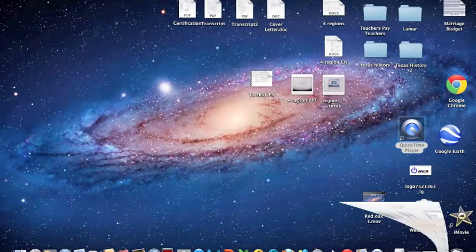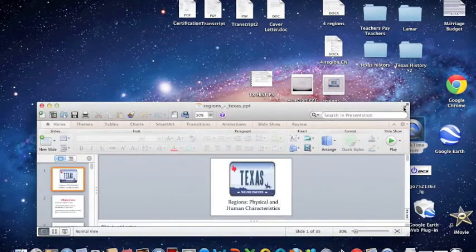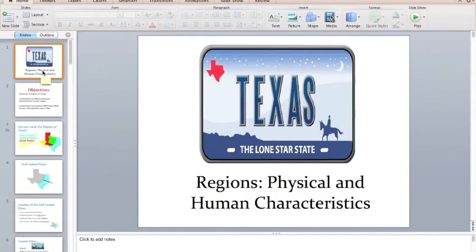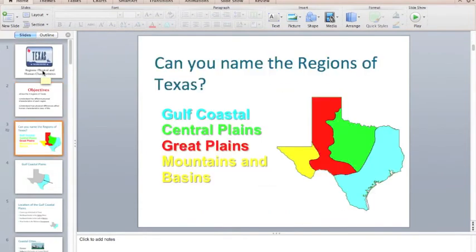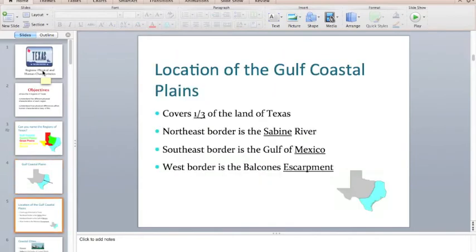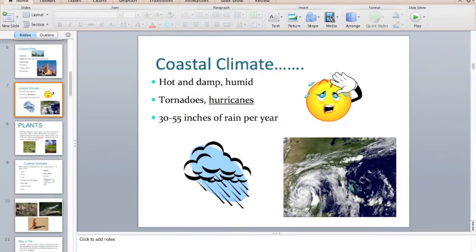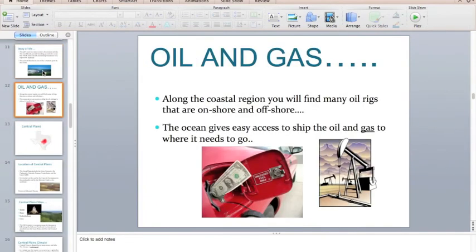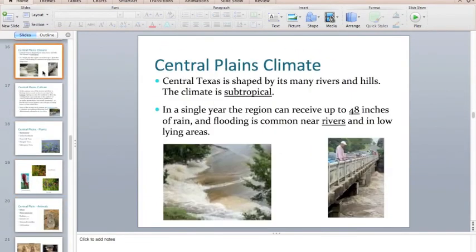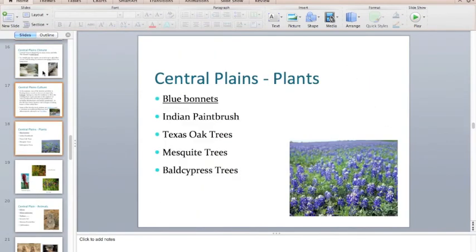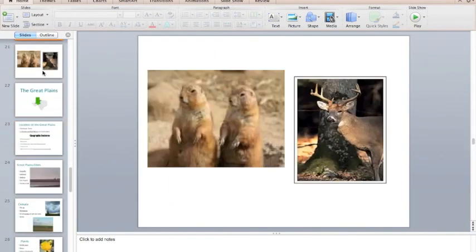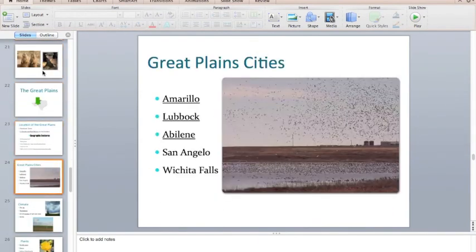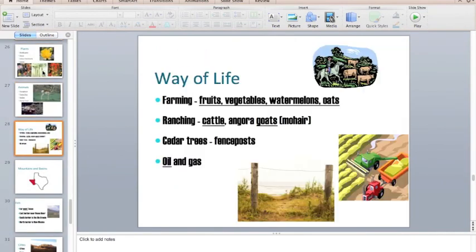I'll just slide through it real quick. Basically, I will go through this PowerPoint and it talks about each of the regions that are in our Cornell notes. It discusses location, climate, cities, vegetation, animals, and just specific information that's pertinent and will help the students fill out their Cornell notes. So using this PowerPoint, they will complete their Cornell notes.